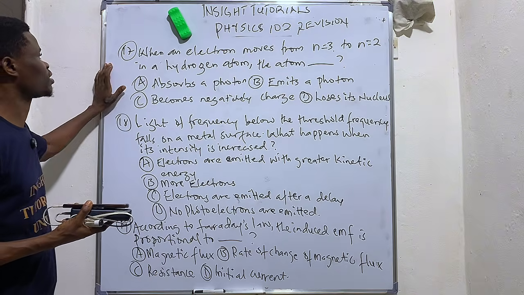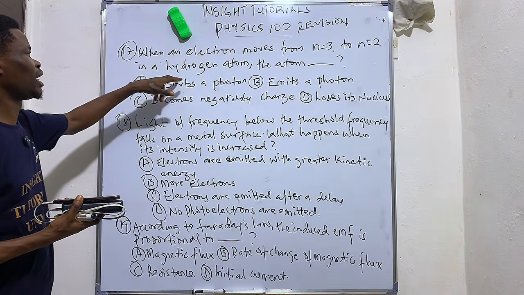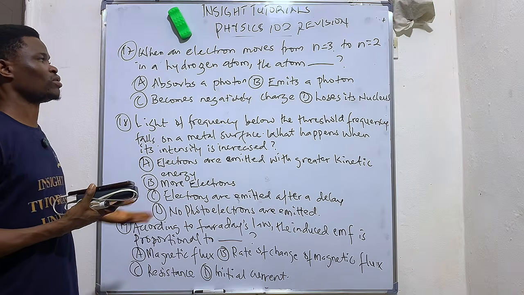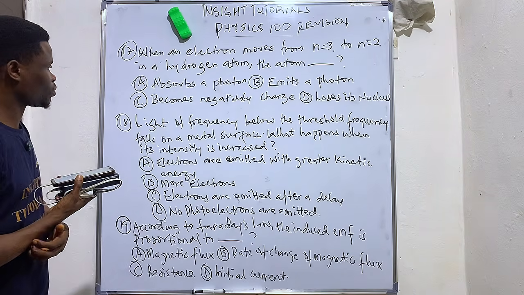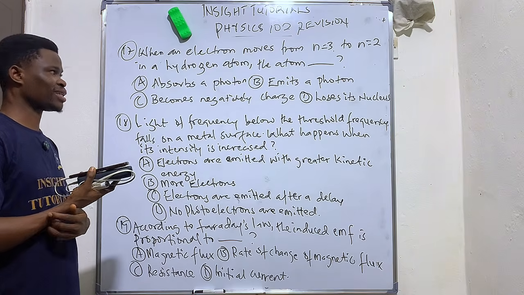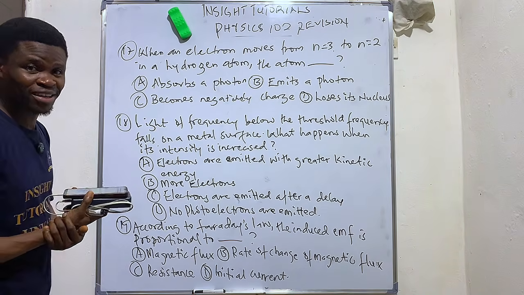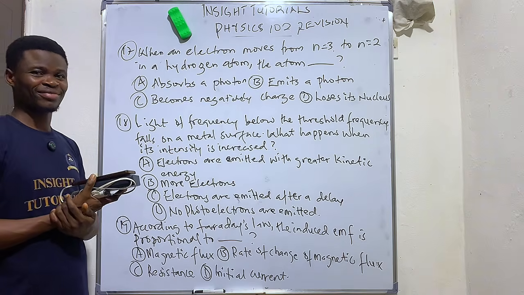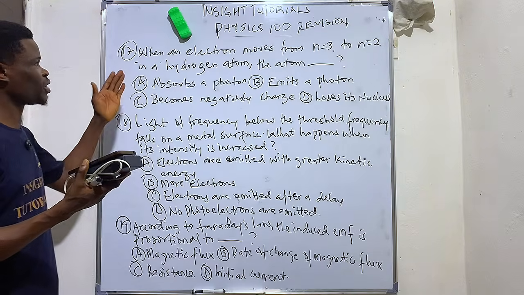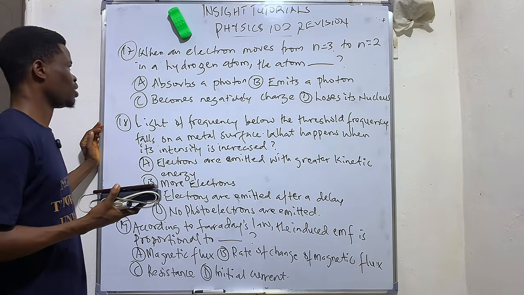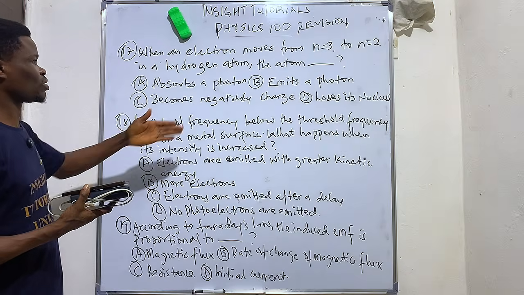Question 17 says, when an electron moves from N3 to N2 in a hydrogen atom, the atom dash. A, absorbs a photon, B, emits a photon, C, becomes negatively charged, D, it loses its nucleus. What do you think is the correct option? I believe you will have guessed right. It happens that the correct answer to this question is option B. It emits what? A photon.